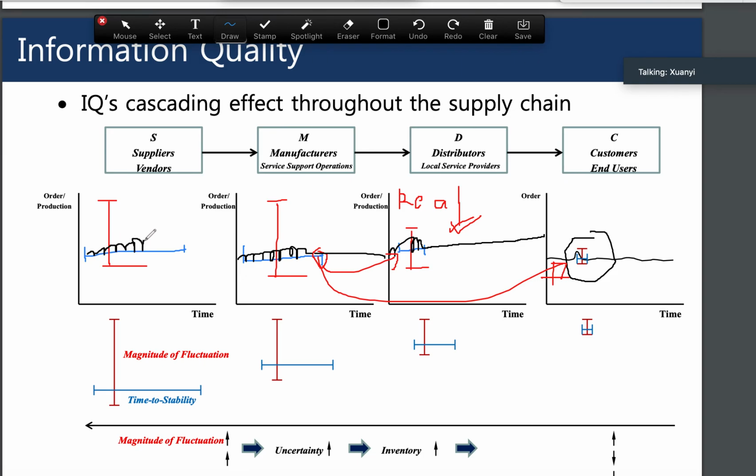Try to gather real data. Try not to be misled by market information. Try to improve your information quality. Find close partners, reliable partners. Gather accurate information, and in the end, always try to keep in mind this effect you learned today. So you are always more cautious when you're deciding on your inventory. Okay, so this is a more graphical explanation of the bullwhip effect.